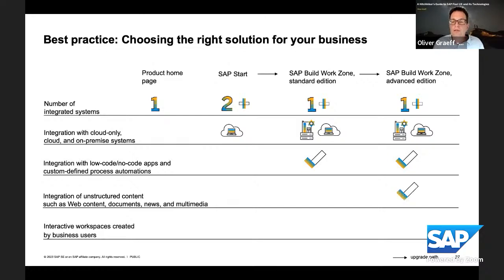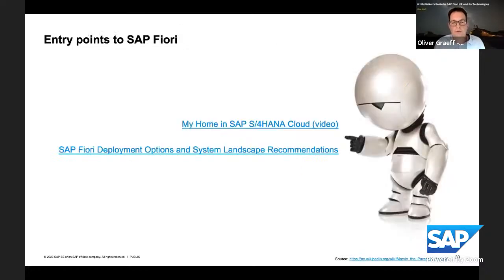And the Build Workzone Advanced Edition can connect cloud and on-prem and has functionality for unstructured content and collaboration. So these are the offerings out of the box: homepage or integration aspects, as much as you need. So this is the SAP Build Workzone product offering. Here are two links: a video to see this in action, and also to understand the Fiori deployment options for your different landscapes when you have such a landscape.